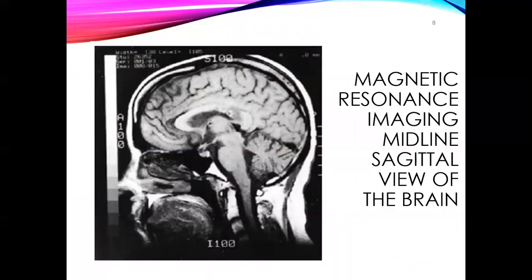Magnetic resonance imaging, this is a midline sagittal view of the brain. Magnetic resonance imaging is going to give us a better view of soft tissues inside of the cranium and help us to visualize what is going on inside of the brain. This will also help us visualize swelling.